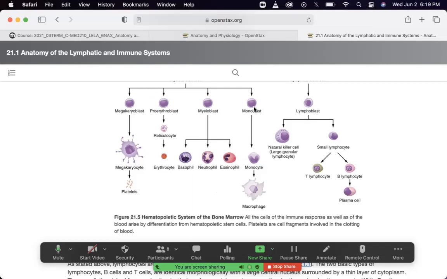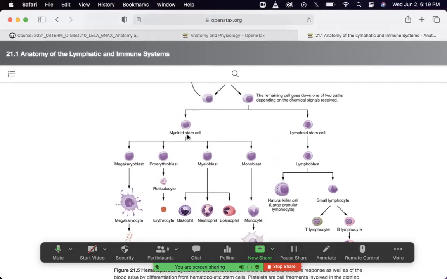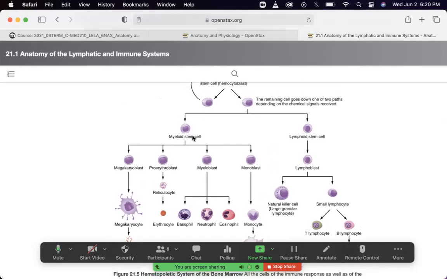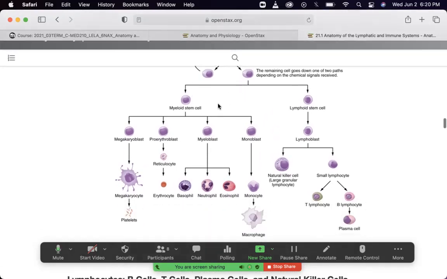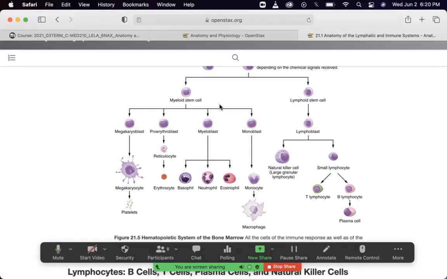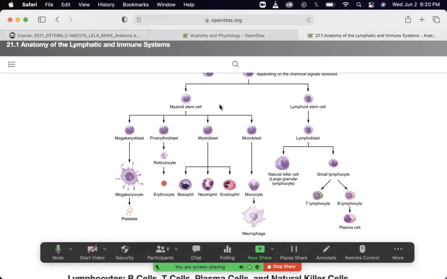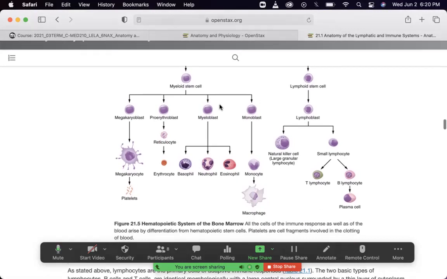Oh, future reference. All these cells come from stem cells, and stem cells are called pluripotent cells. That means they can be anything. And remember the term blast? So hemocytoblasts can be anything. That's why, for research purposes, we love stem cell research and fetal tissue, because fetal tissue can be anything.